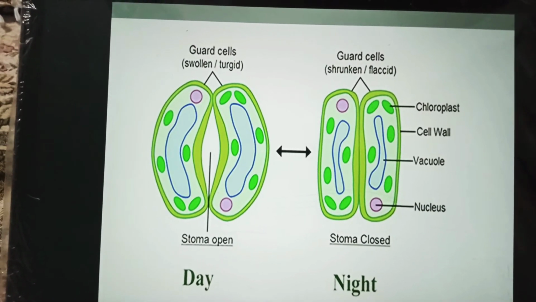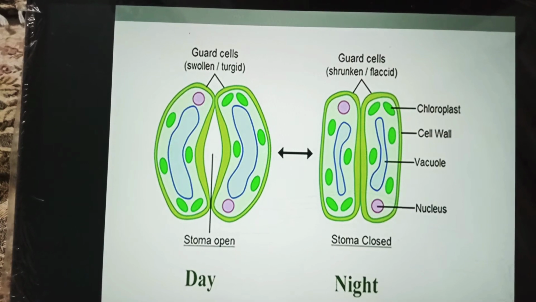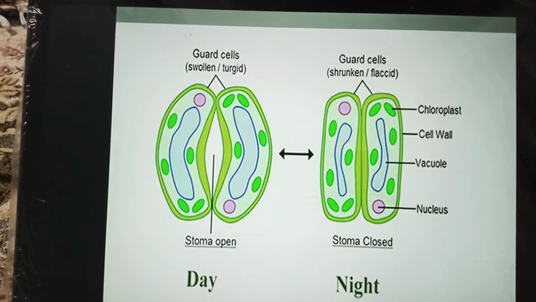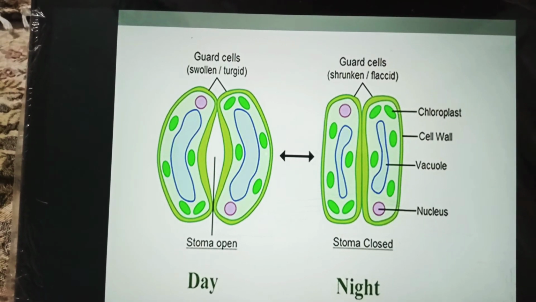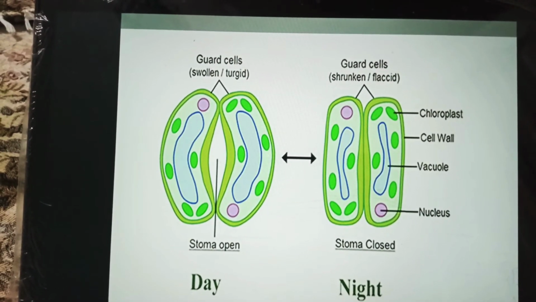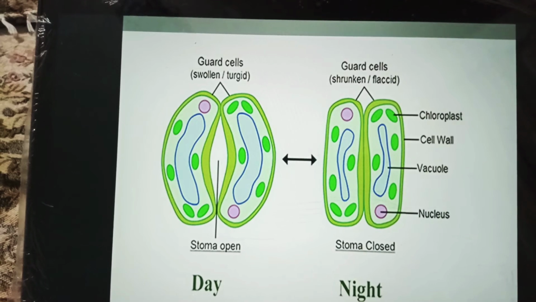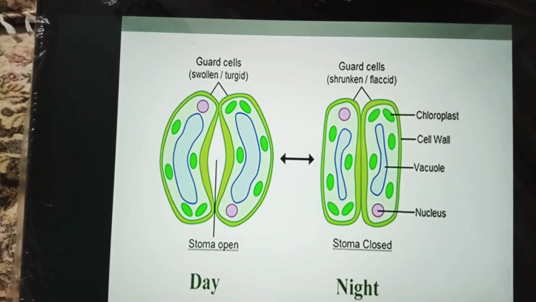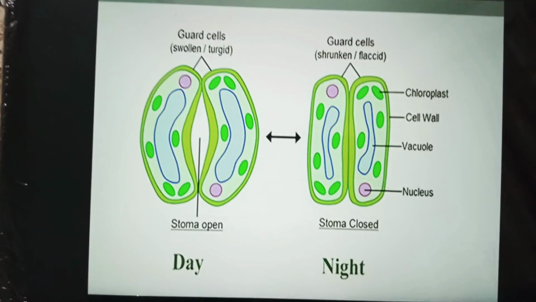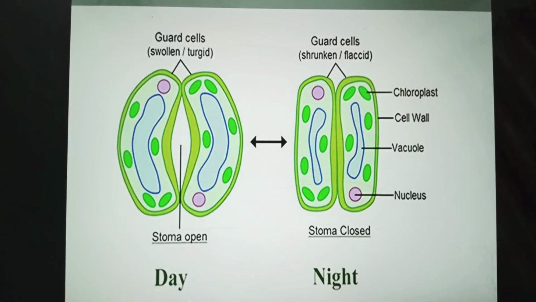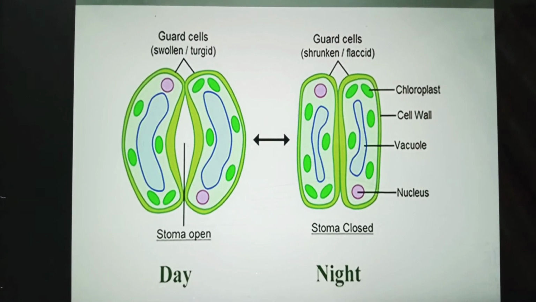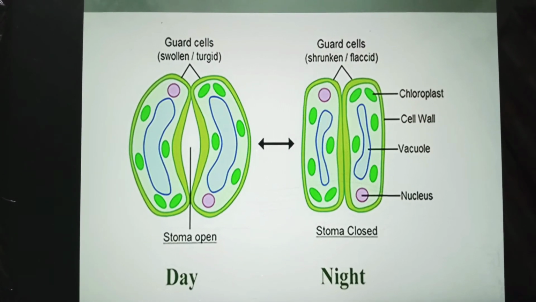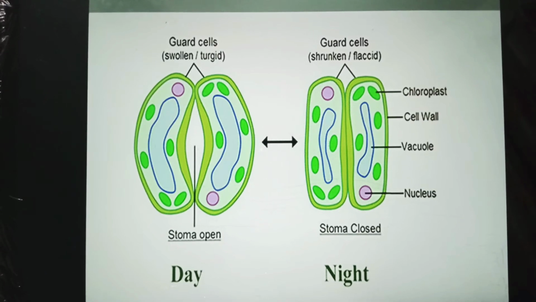At night, when there is low solute concentration in guard cells, water leaves them and they become flaccid. In this form, both guard cells rest against one another and the opening is closed. The turgor of cells is responsible for maintaining shapes of non-woody plants and soft portions of trees and shrubs.